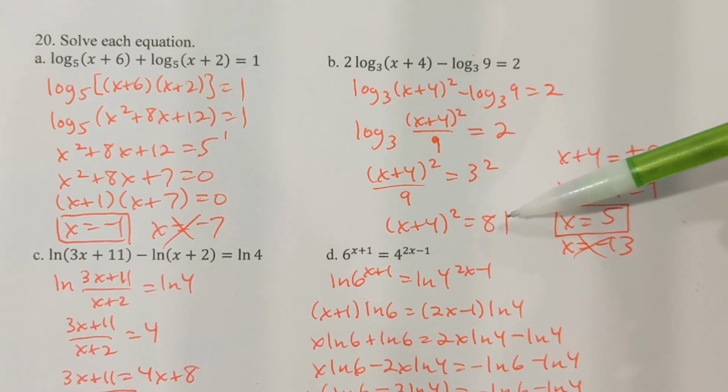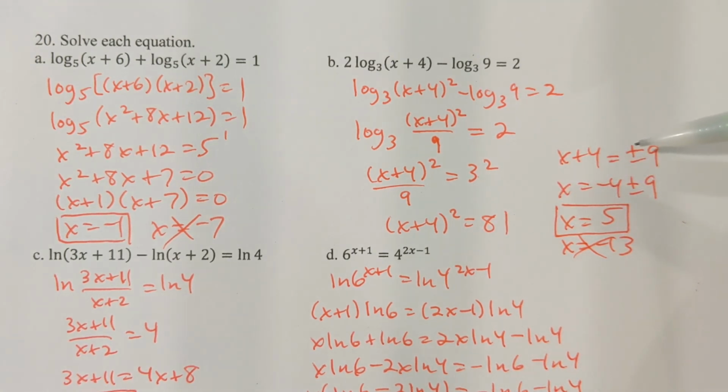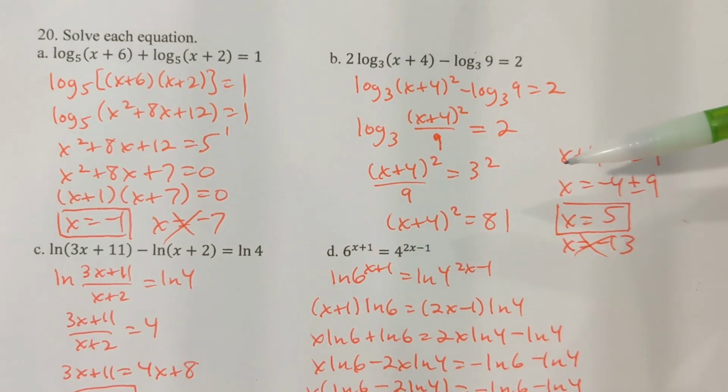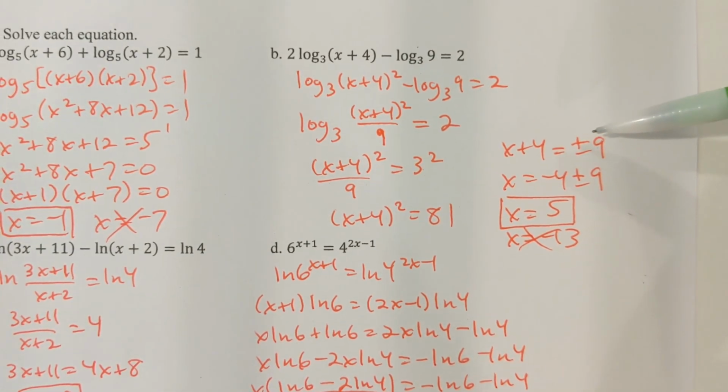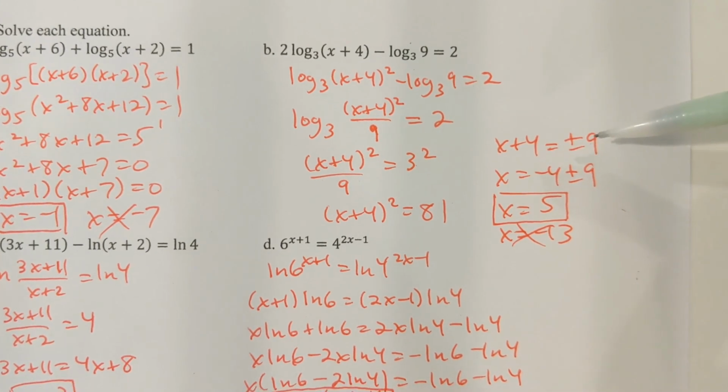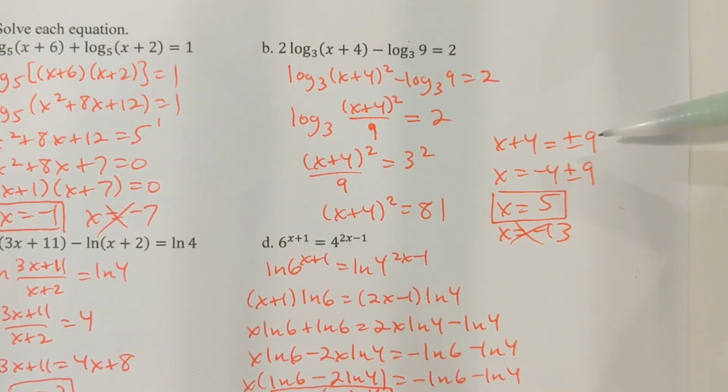9 times 9 is 81. And then you'll take the square root of both sides. Okay, and of course, don't forget about the plus or minus when you do that. X plus 4 equals plus or minus 9 means that x is 5 or x is negative 13 when you subtract 4 from both sides and simplify.